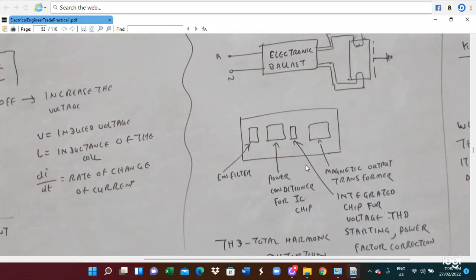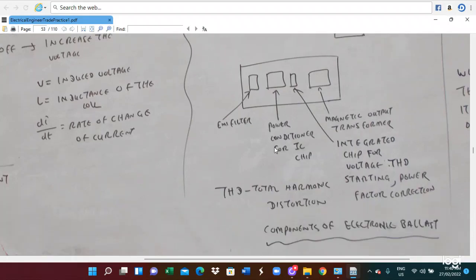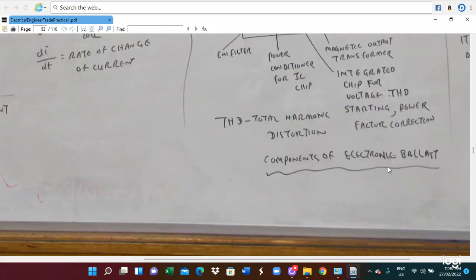Inside the electronic ballast, it includes the equalizer, amplifier, and also the power conditioner for the IC chip, and also the magnetic output transformer, integrated chips for the voltage, and the current, and the total harmonic distortion. So those are included in the electronic ballast. They are components of the electronic ballast.